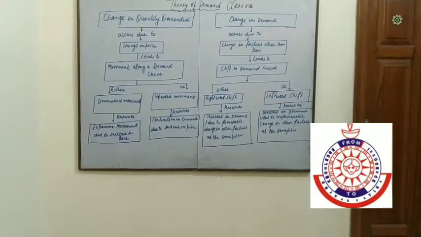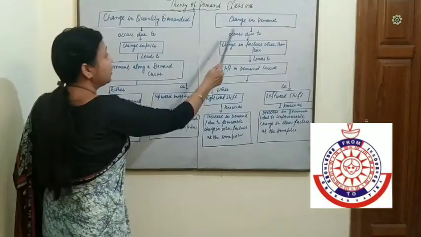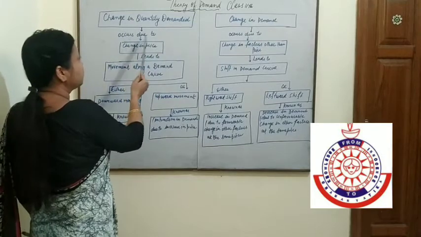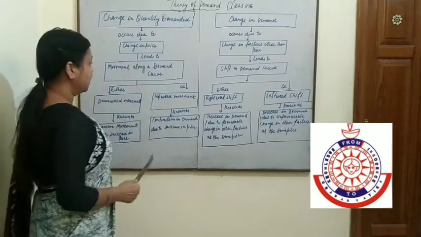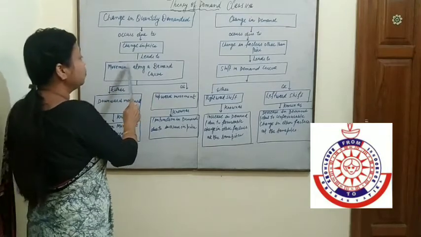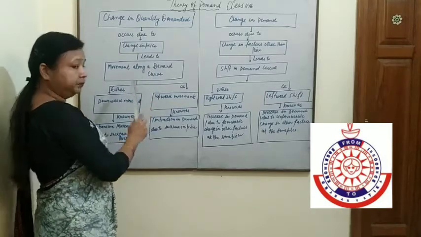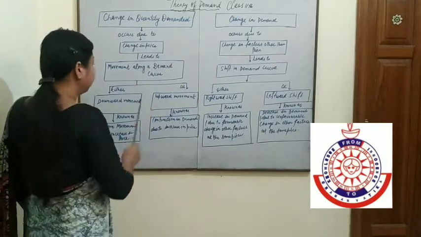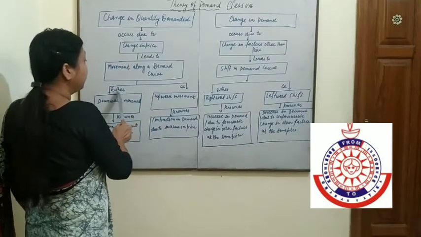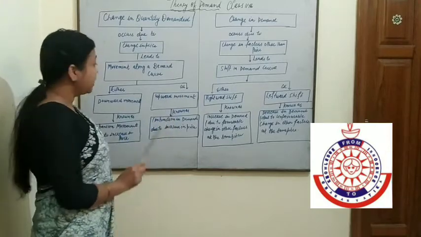Now, in the form of a chart, I am telling you what is a change in quantity demanded and what is a change in demand. Change in quantity demanded occurs due to a change in price. If price is changed, that is known as movement along a demand curve. This movement along a demand curve is either downward movement or upward movement.